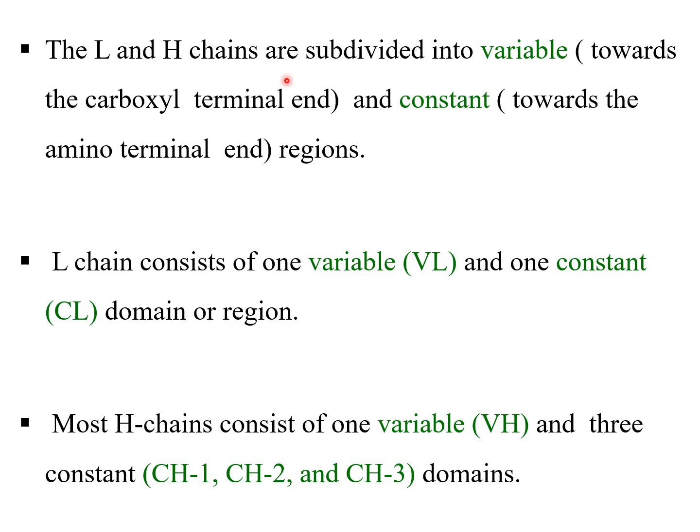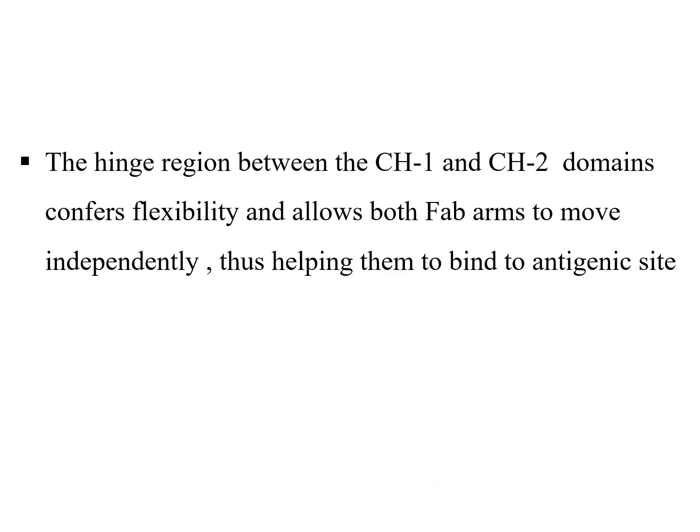L and H chains are subdivided into variable and constant regions. The L chain consists of one variable and one constant domain. Most of the H chain consists of a variable VH and three constant domains. I have already shown you here, I can show you again. The hinge region between the CH1 and CH2 domains confers flexibility and allows both FAB arms to move independently, thus helping them to bind to the antigenic site.